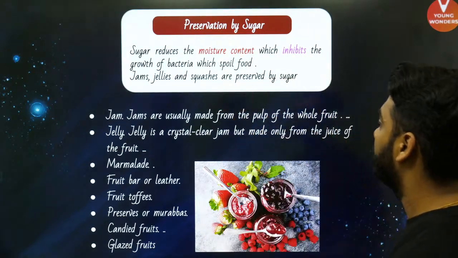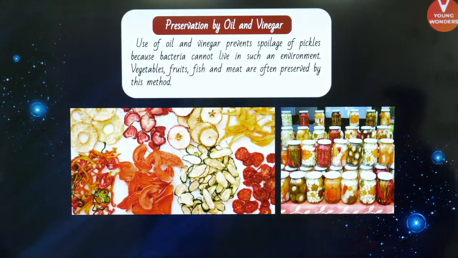Now, further, we have oil and vinegar. Oil and vinegar are used to preserve pickles and vegetables. Vegetables, fruits, fish and meat are often preserved using oil and vinegar.